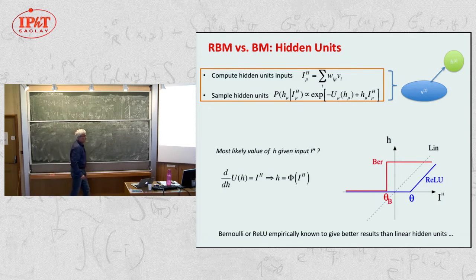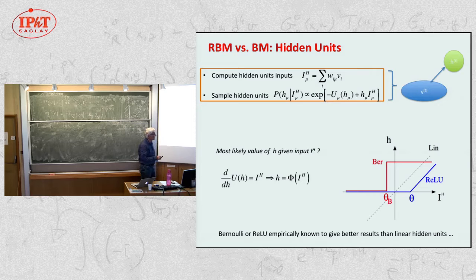Now, is it a good idea to have a linear transfer function here? Actually, it's not, and that has been known for a long time in machine learning. Empirically, this is not good, and the reason is the following. If you think a little bit about what this thing is doing, so what is h doing here? When we sample back from the h's to find a new configuration, v here, h is actually telling me how much the feature w mu is present in the data.